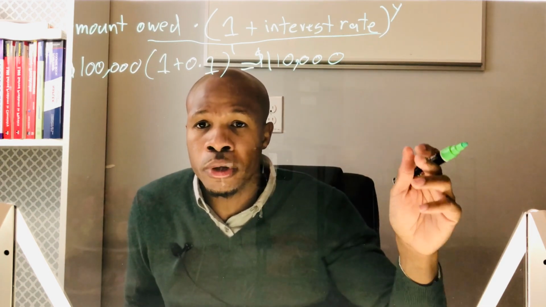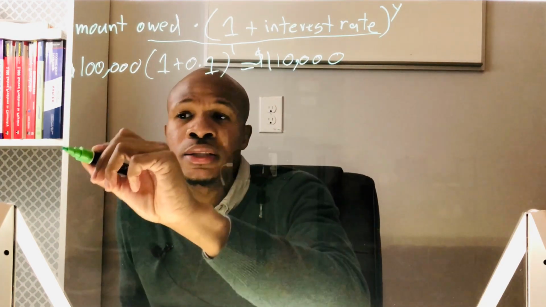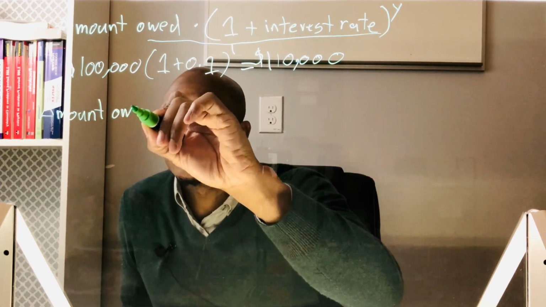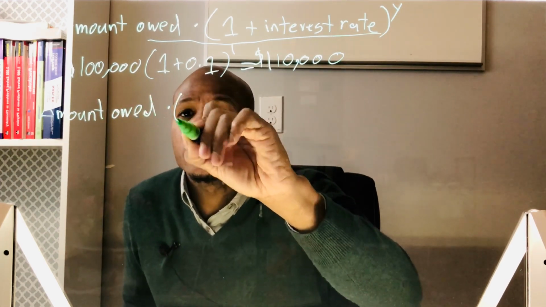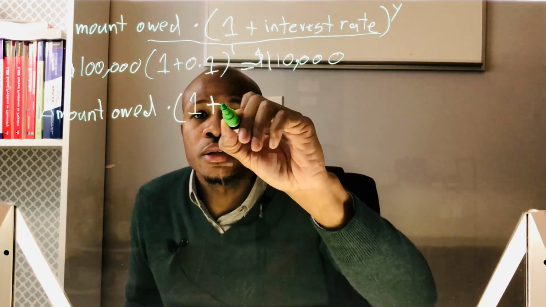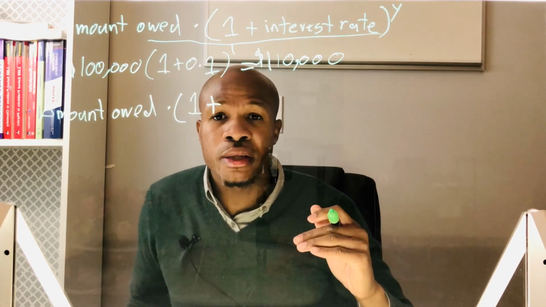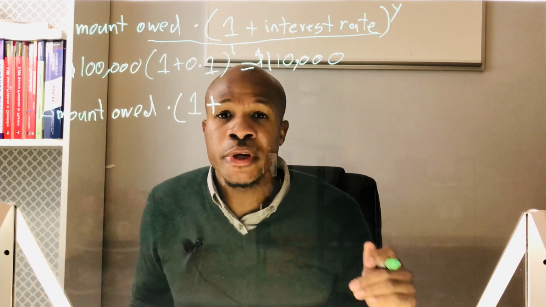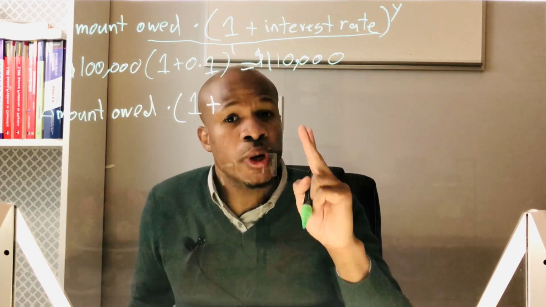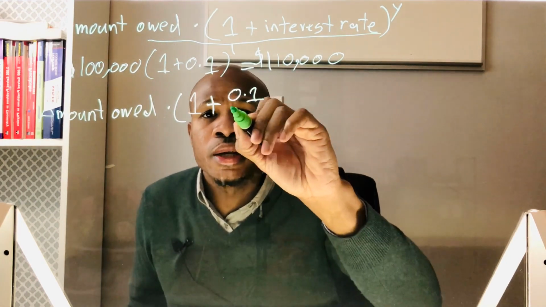Now, what's the equation for compounded interest? Well, it's very similar. Again, it's going to be the amount owed times itself, 1 plus, now we're going to take the interest rate and divide it by the number of times that it is compounded per year. And if you're going to compound interest every 6 months, then that means you're going to be compounding interest twice per year. So I'm going to take the interest rate, which is the 10% interest rate, and divide it by 2.